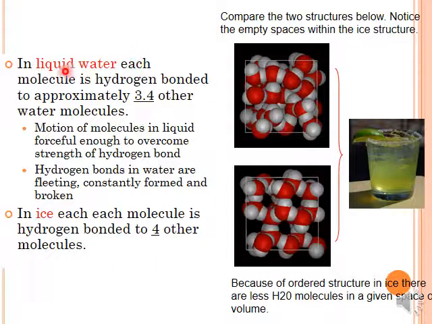Okay, so in liquid water, each water molecule is hydrogen bonded to approximately 3.5 other water molecules, whereas in ice, each water molecule is hydrogen bonded to 4 other molecules. And that explains why ice floats in water.